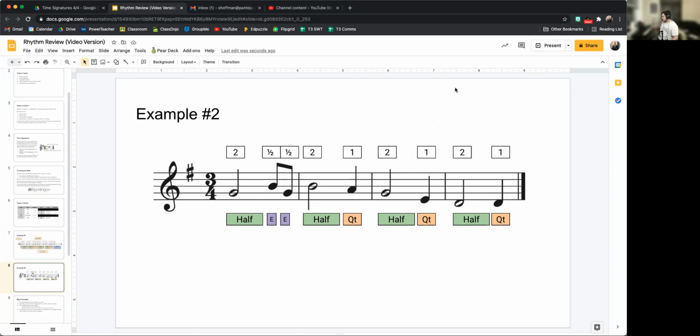Here's me counting. Listen, 1, 2, 3. Here I go. 1, 2, 3, and 1, 2, 3. 1, 2, 3. 1, 2, 3.